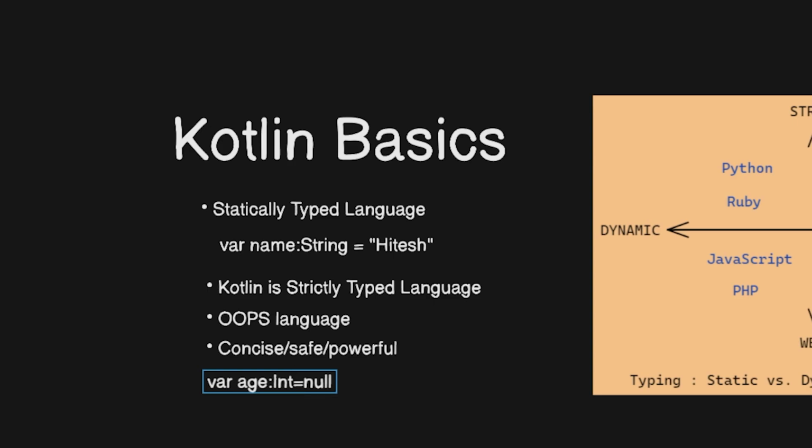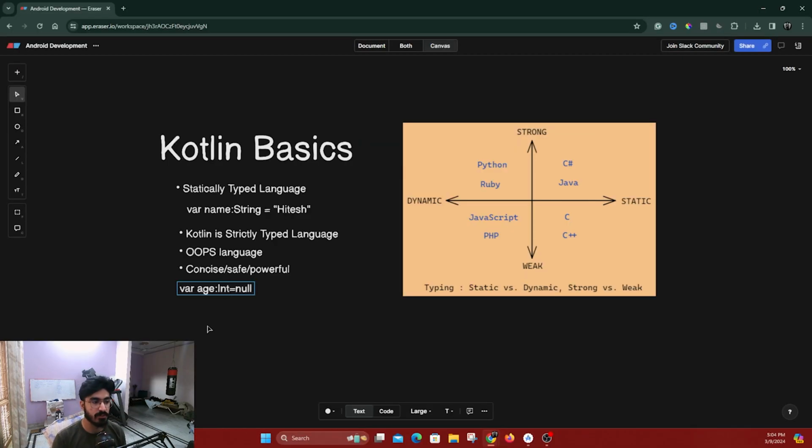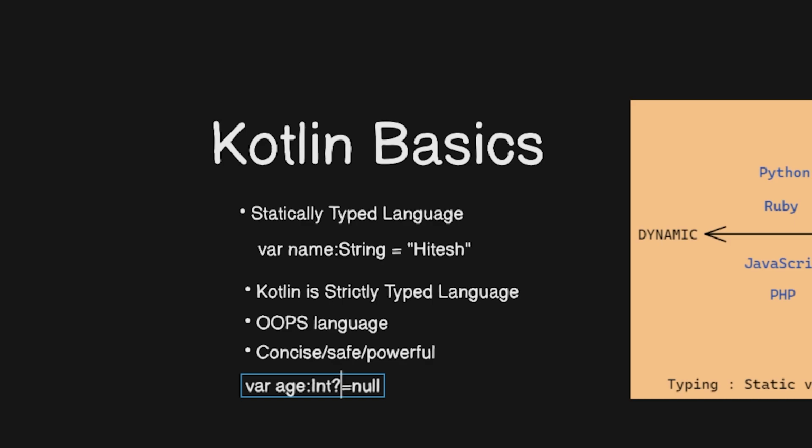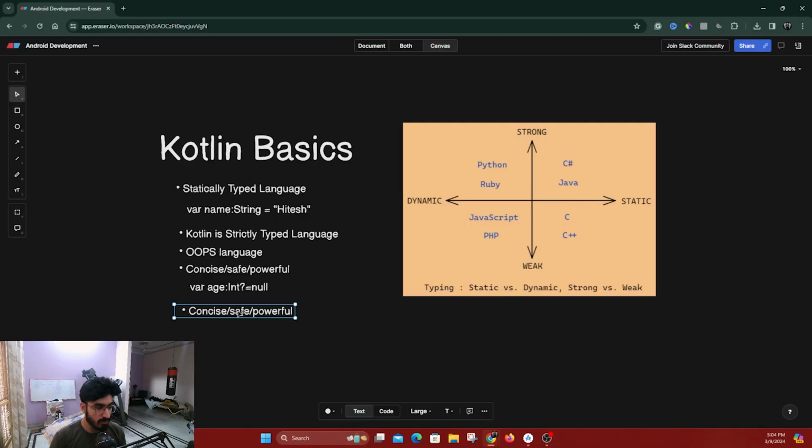Now, the compiler will say, please make Int null safe, which means that please tell age that it might be null. In order to make it null safe, introduce the question mark right here, and that's how it becomes null safe. One more important aspect of Kotlin is that it's open source.